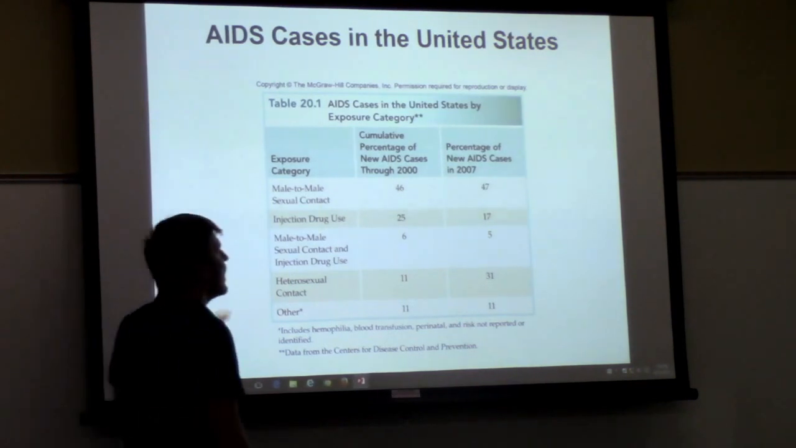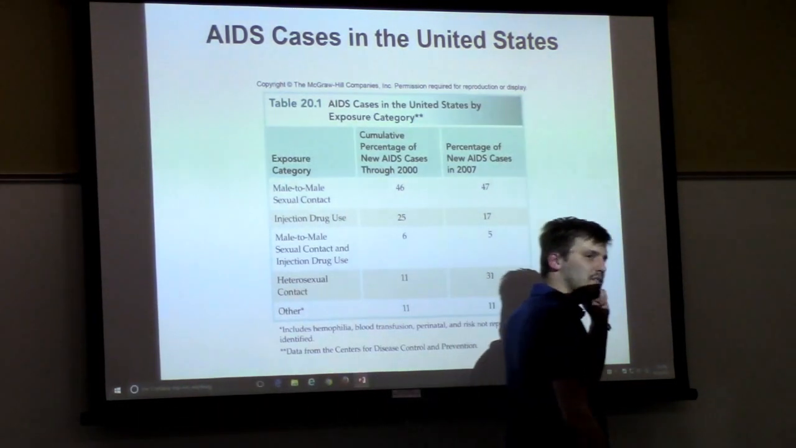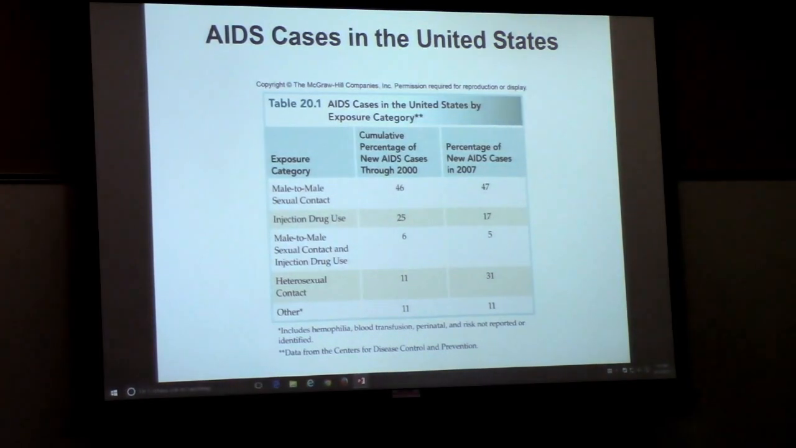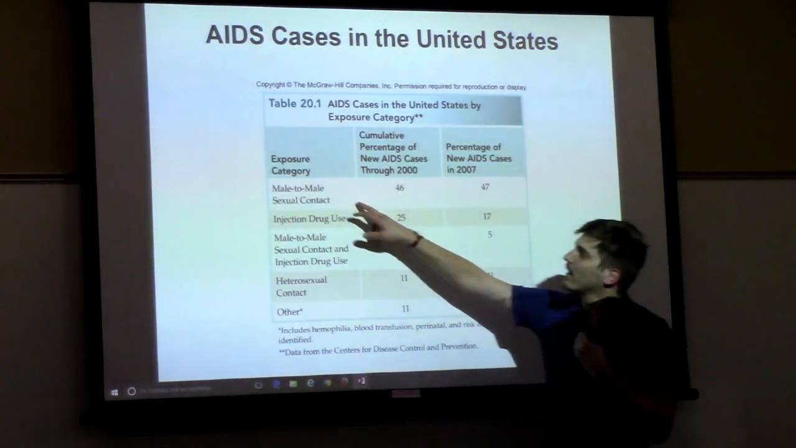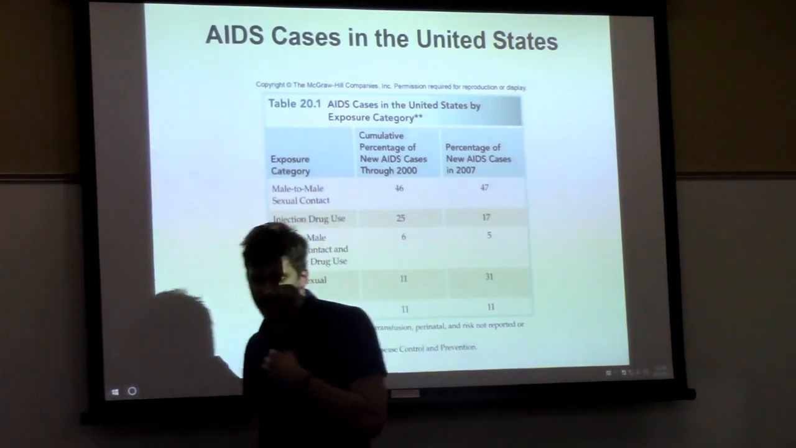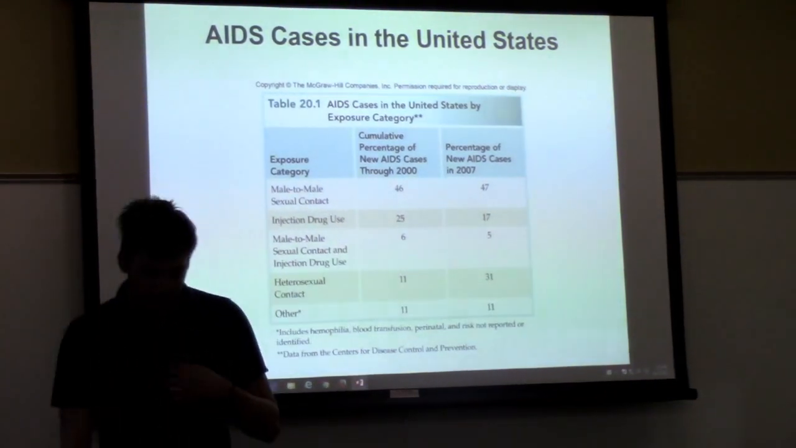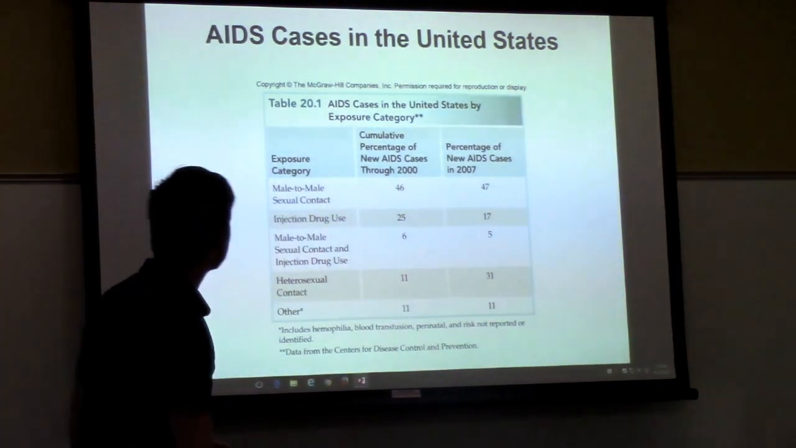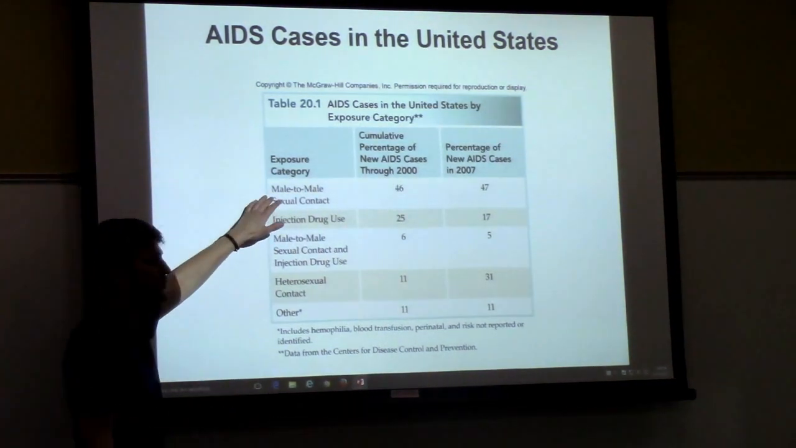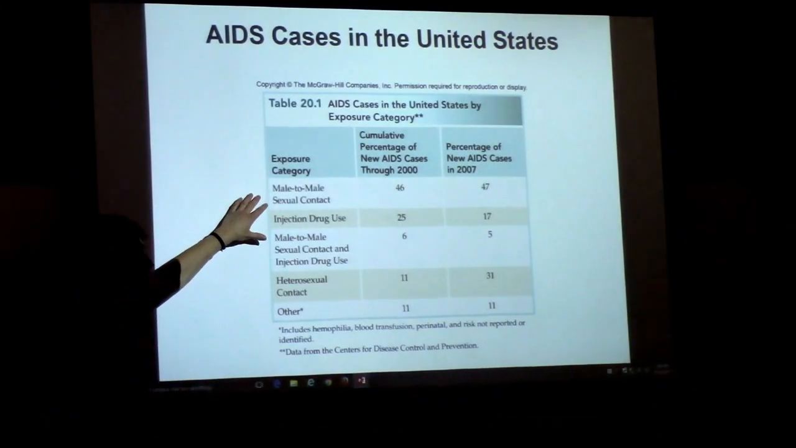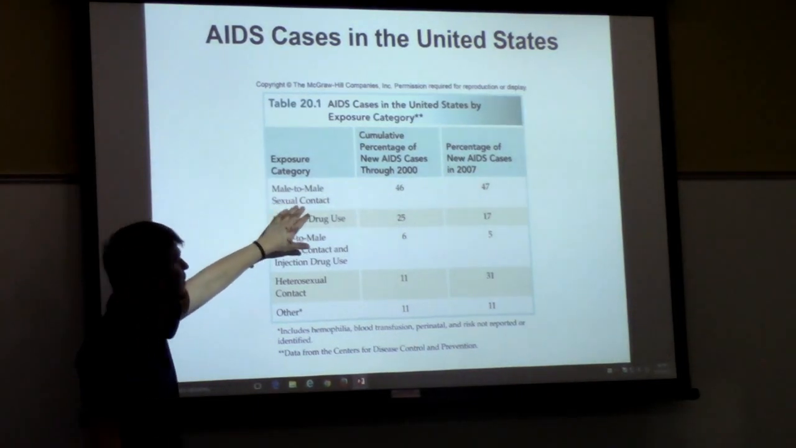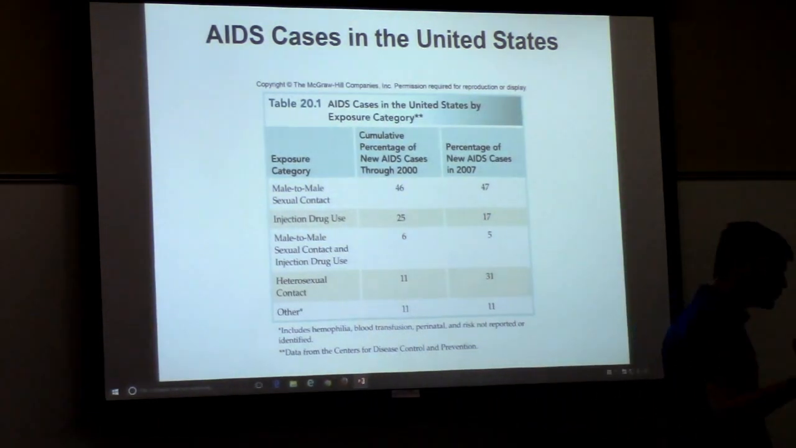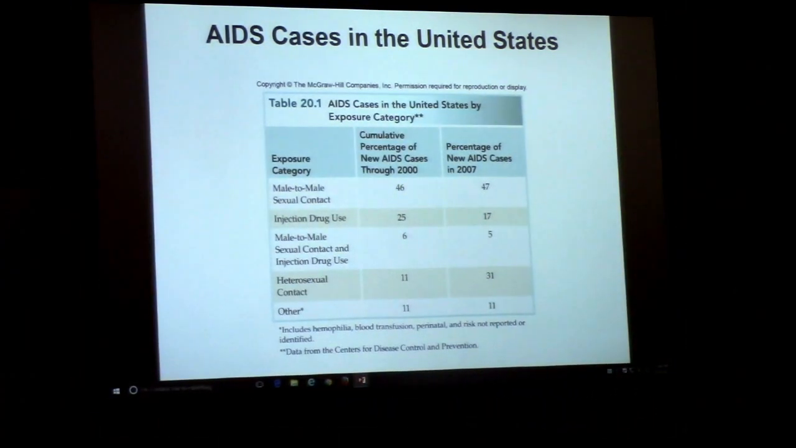Okay, so AIDS cases in the United States. Where do we see AIDS, or severe HIV? So, MSMs, as I said before, these are men who have sex with men. These groups tend to be a little bit more promiscuous, and when they have sex, it tends to be anal sex, which means it's much more traumatic and the virus is easily spread in this group. Okay? So you can see 46 to 47%. This is the largest group, at least in the United States.